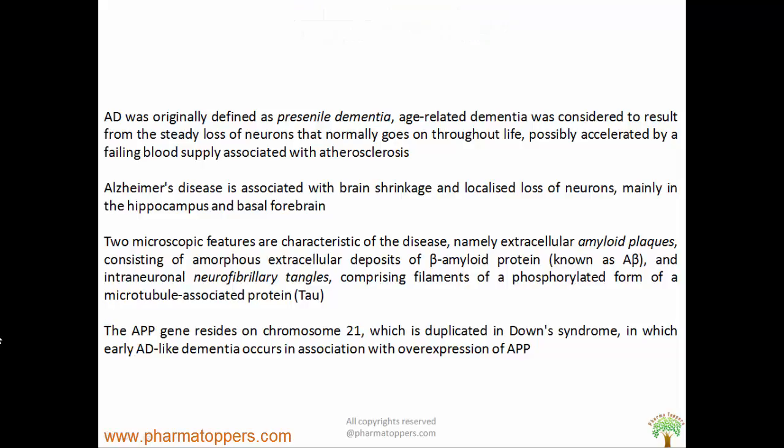So the altered processing of amyloid protein from its precursor is now recognized as the key pathogenesis of Alzheimer disorder. Familial Alzheimer disorder, in which mutations of the APP gene, or amyloid precursor protein gene, or of other genes that control amyloid processing, have been discovered. The APP gene resides on chromosome 21, which is duplicated in Down syndrome, in which early AD-like dementia occurs in association with the overexpression of APP.